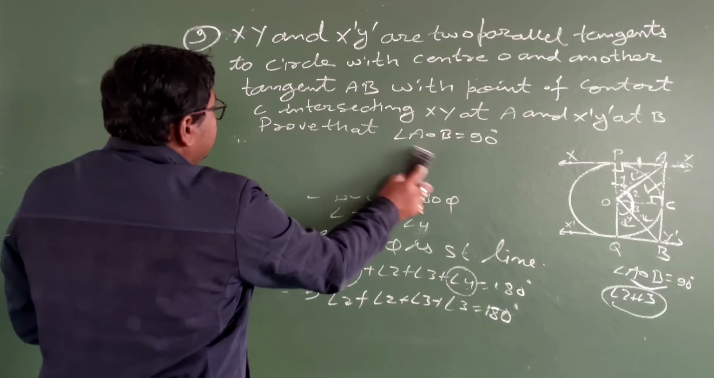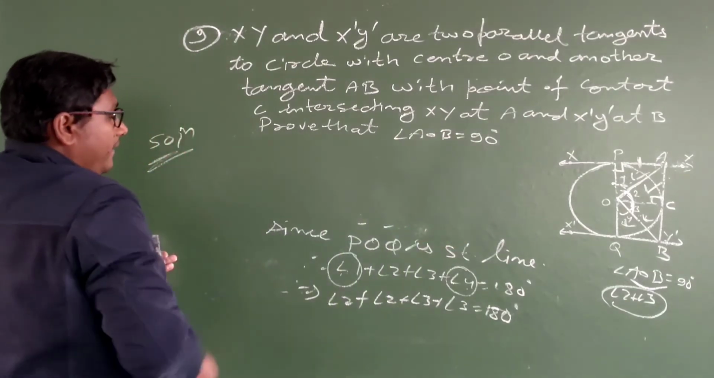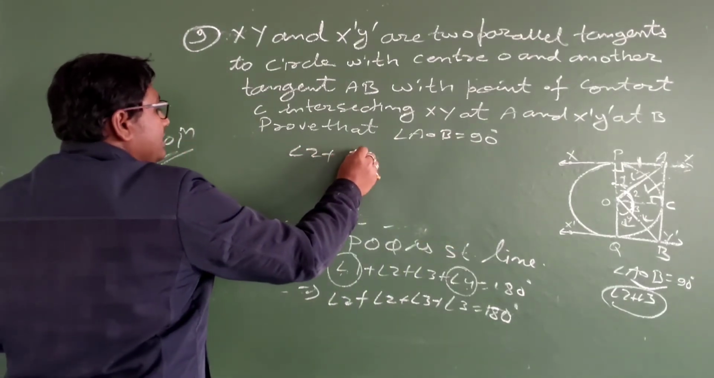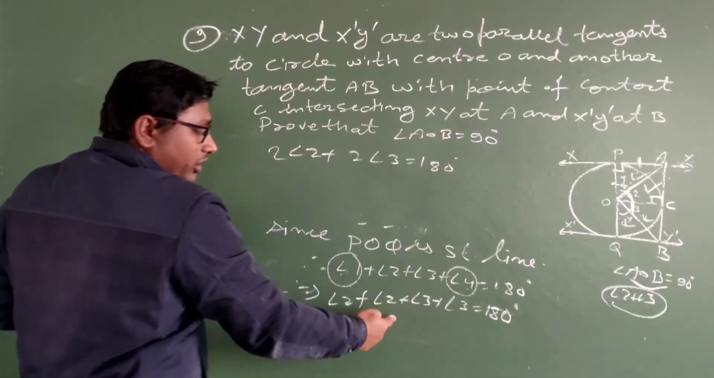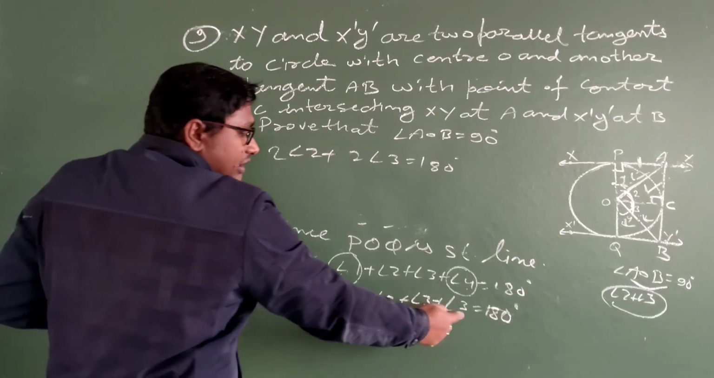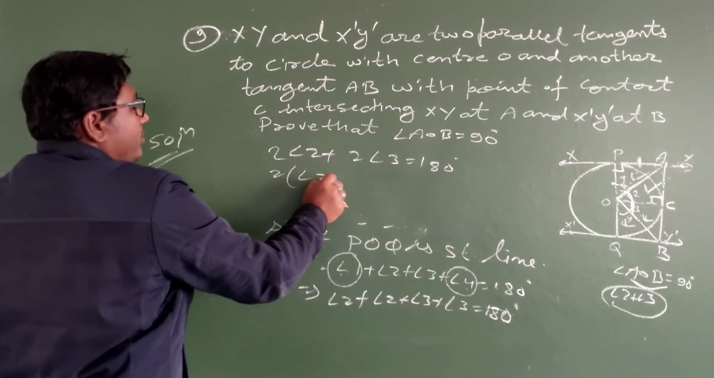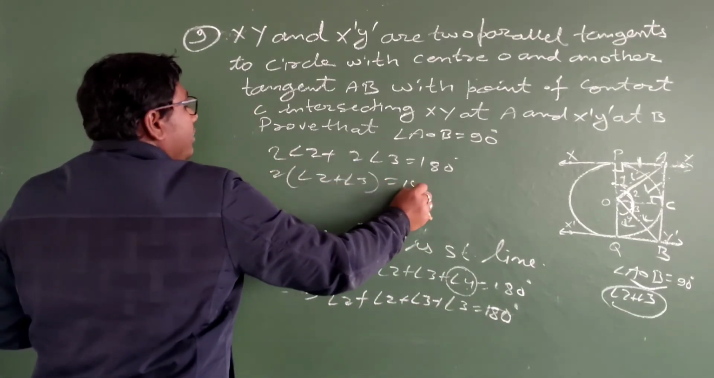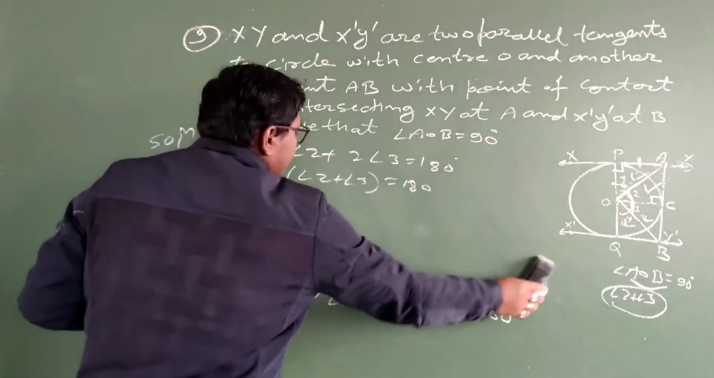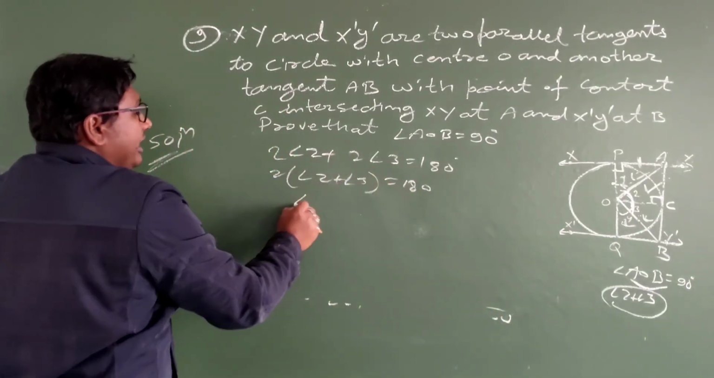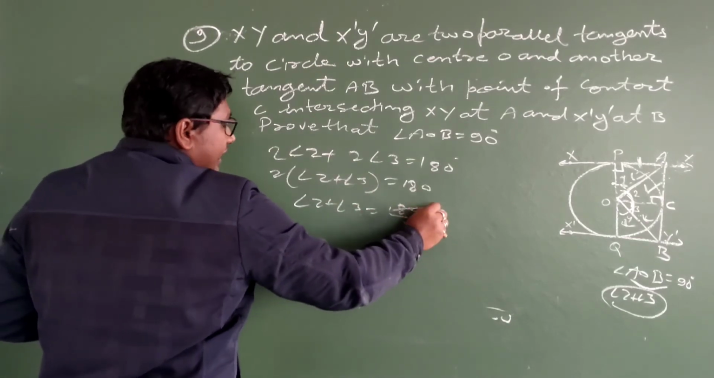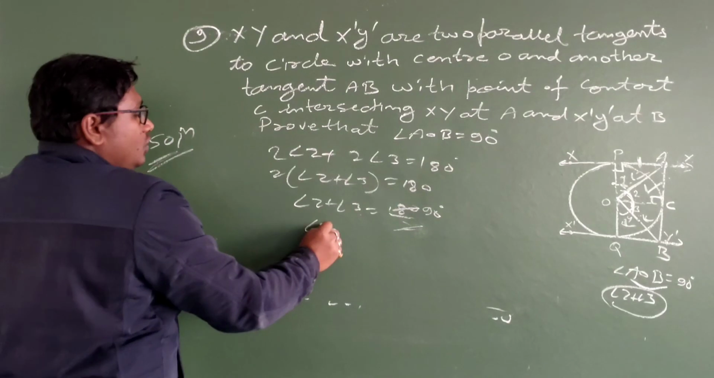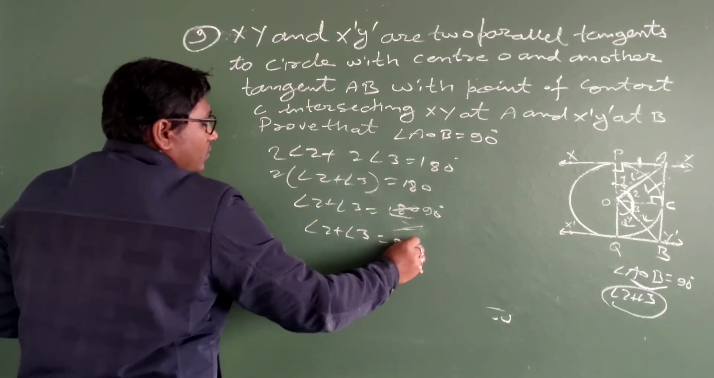So we can write 2 angle 2 plus 2 angle 3 is equal to 180 degrees, because we have angle 2 two times and angle 3 two times. So 2 should be taken as common, and it equals 180. Now 2 will be taken to that side, so it will become 180 by 2, which is 90. So angle 2 plus angle 3 is equal to 90 degrees.